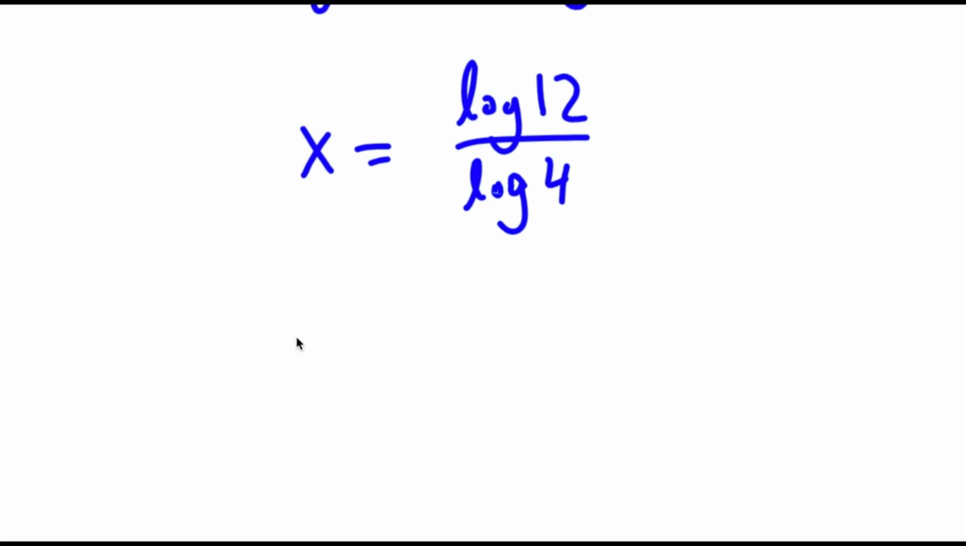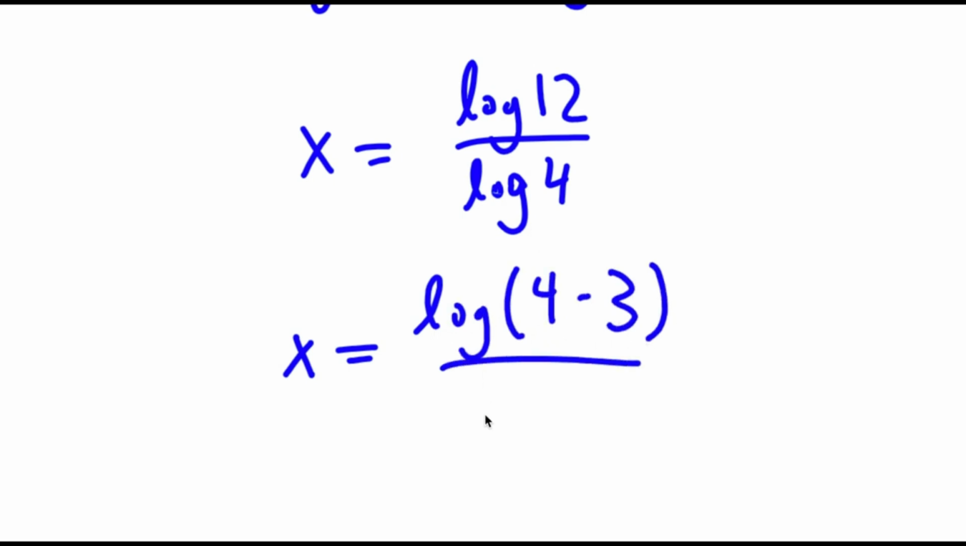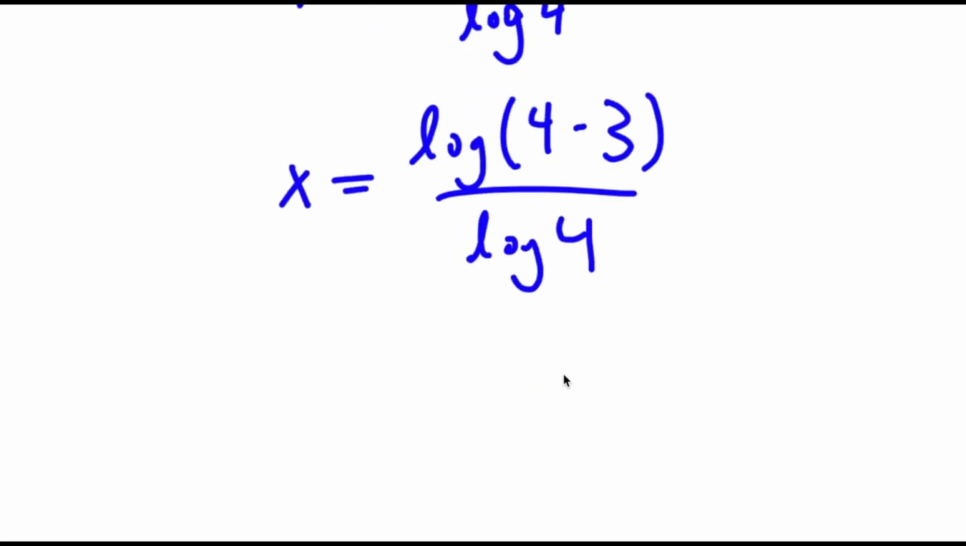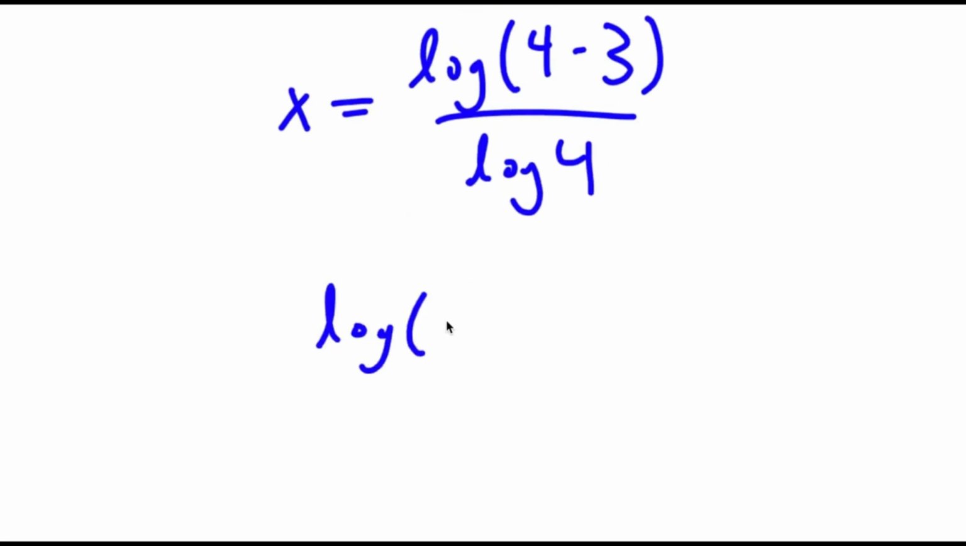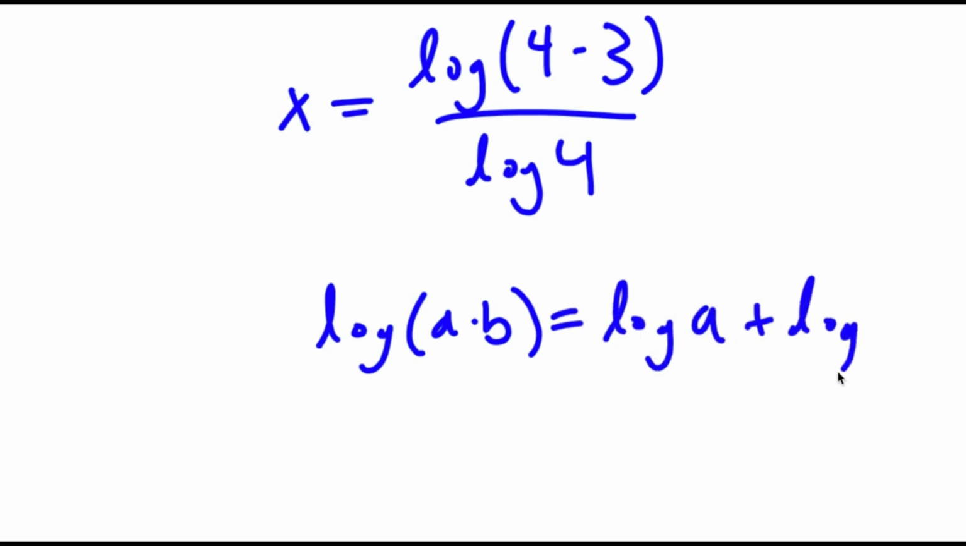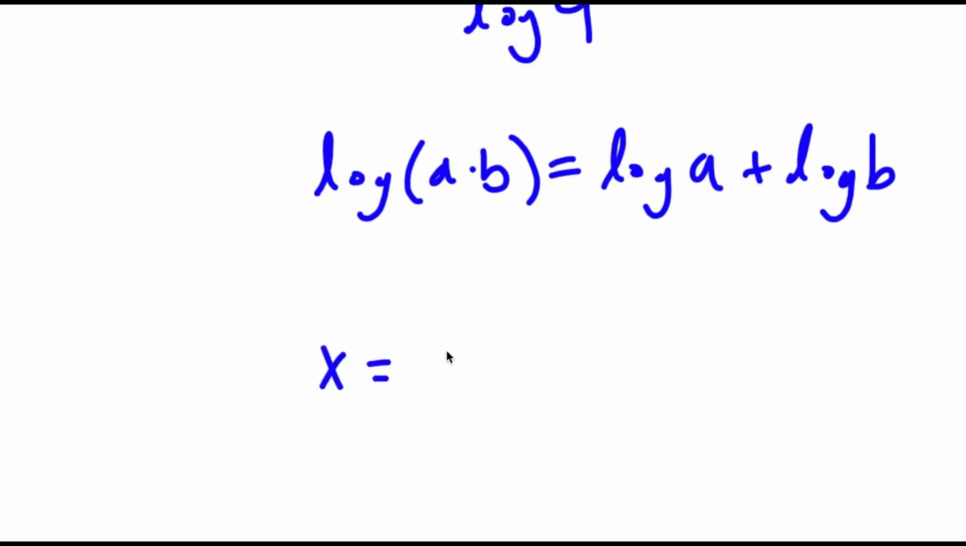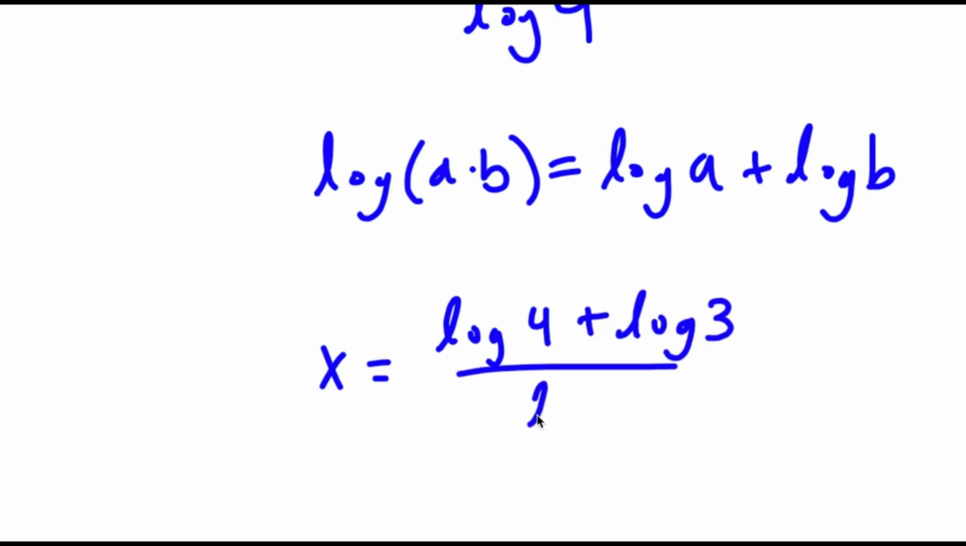Now log 12, that's equal to log 4 times 3. Now I have this over log 4. And if I have something in the form log of a times b, this is equal to log a plus log b. So log of 4 times 3, that's going to equal log 4 plus log 3 over log 4.